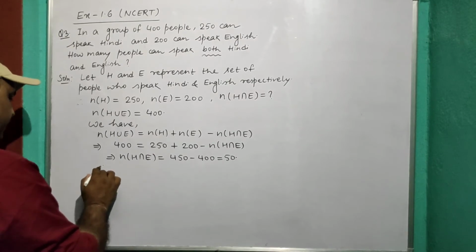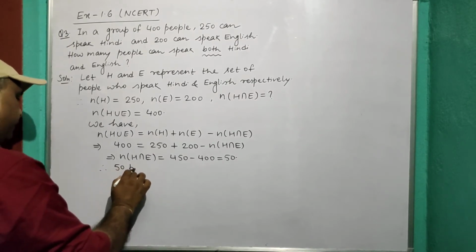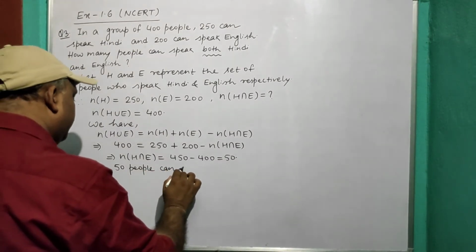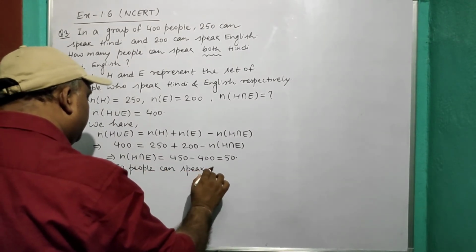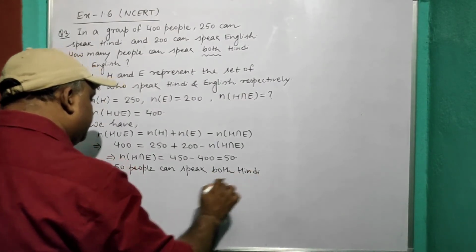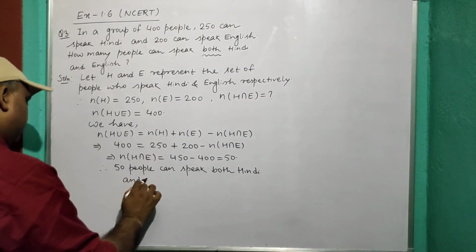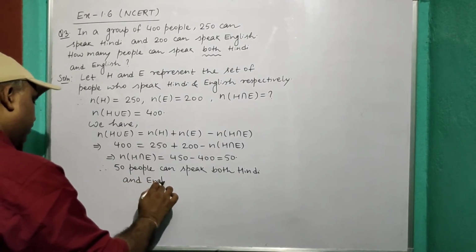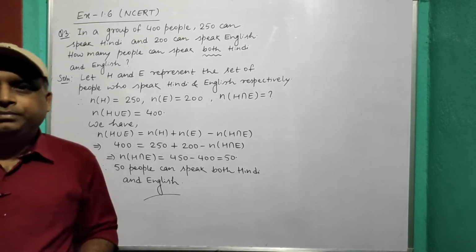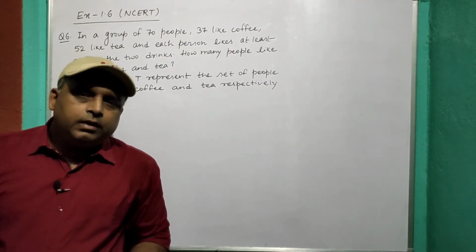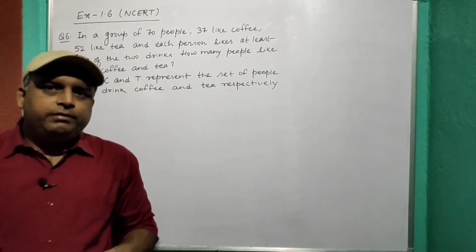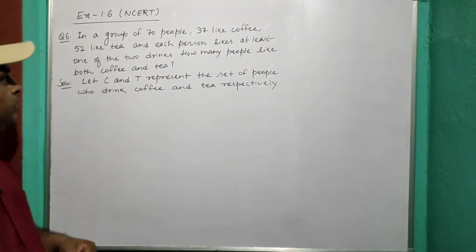Okay, so you will write therefore 50 people can speak both Hindi and English. So this is your answer. You can observe that question number 4 and 5 are similar to the first three questions which we have done just now. So that you can do.